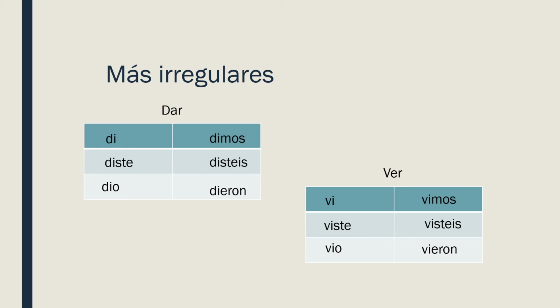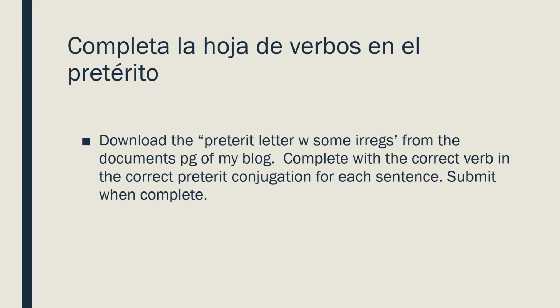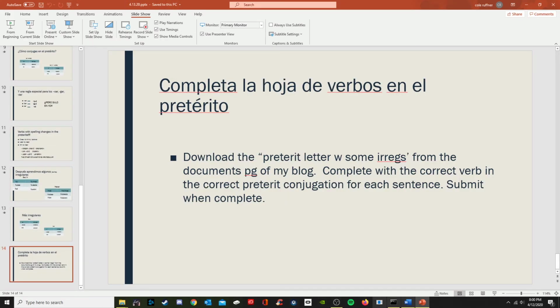So hopefully you're still going to be practicing your preterites. Today, you're going to complete a worksheet that I already have on the documents page. It's called Preterite Letter with Some Irregulars. That's what irregs means. So on the documents page, complete it with the correct verb and the correct conjugation in preterite. Submit it to me when complete. I want to look at that with you real quick.